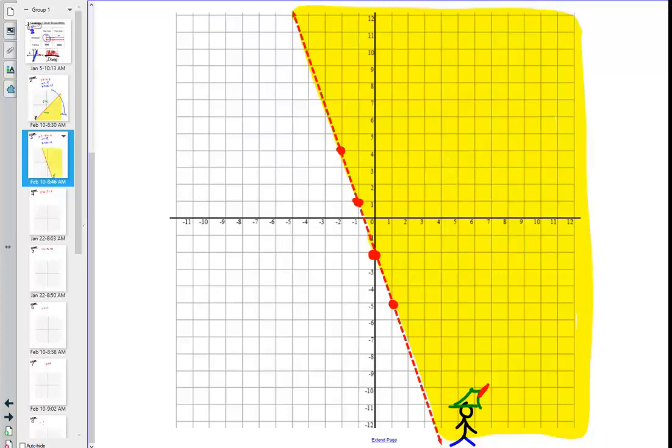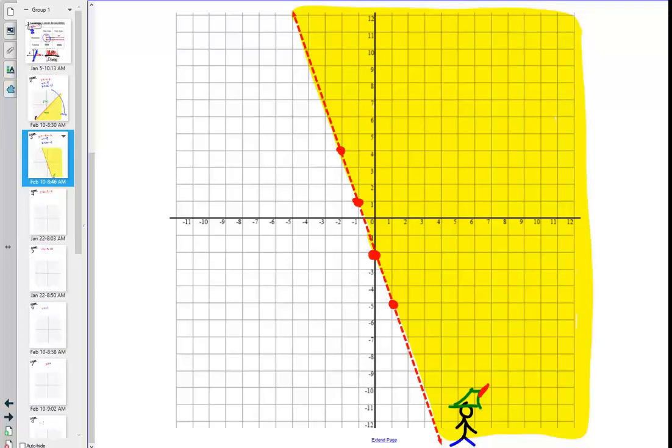And now let's answer the $1 million question. One more time. If I were to pick any point on the yellow, and I plug that in, it would work. For now, just take my word for it. If I pick any point on the white and I plug it in, I would not have a true statement. But now let's go to the boundary.